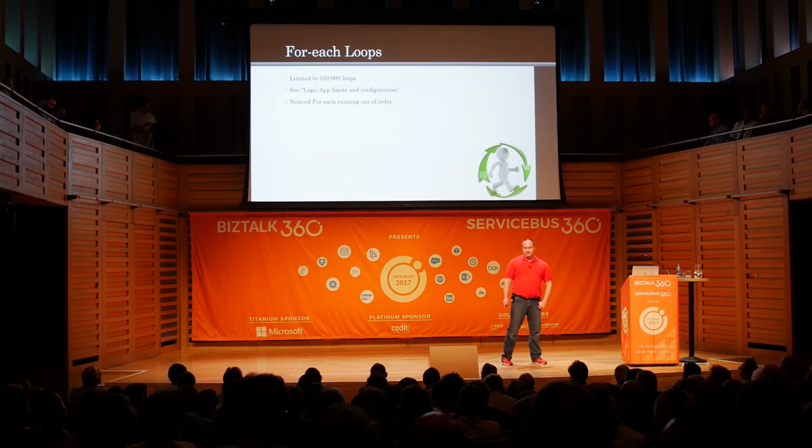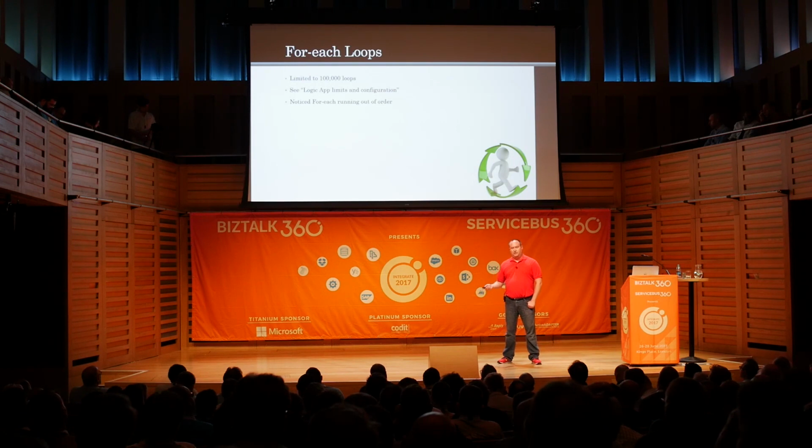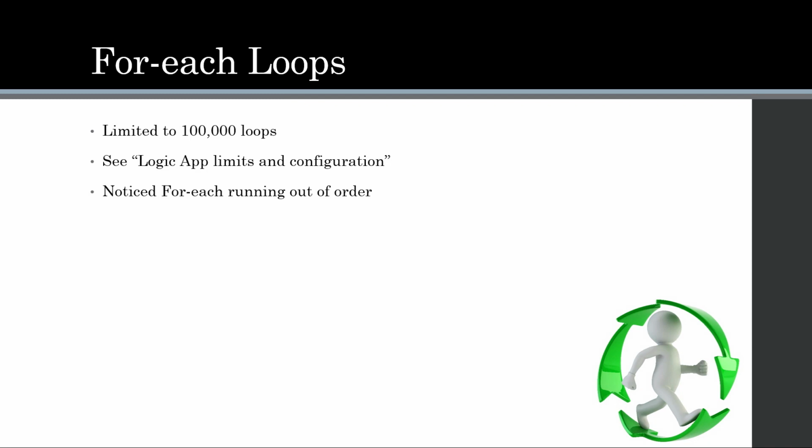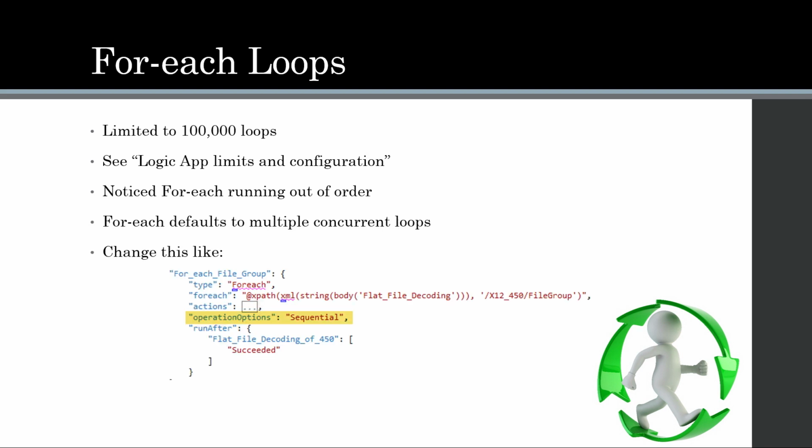But what we noticed with for each loops is that things were running out of order. We had IDs in the messages we were processing, and they were being written to our SQL table out of order. It turns out that by default, the for each loop runs multiple iterations concurrently. I believe it runs 20 at a time. That gives faster processing through your for each loop, but it's not always the desired effect. If you want to change that, you would simply edit the JSON file as shown here, set it to sequential, and you're all good to go. You're now going to run in order, a singleton pattern, through that for each loop.